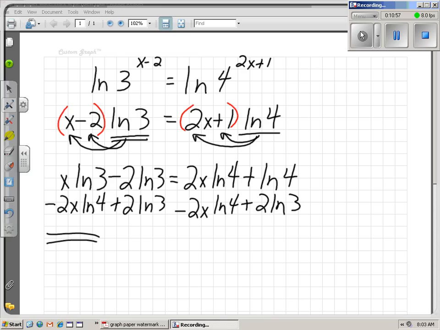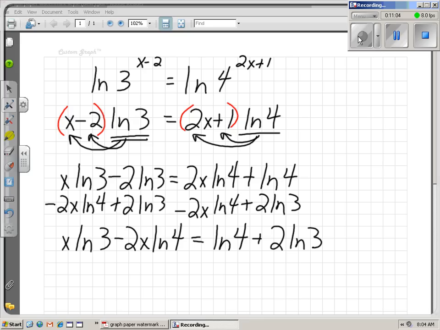We'll just do it all at once. We'll move the 2x natural log 4 and we'll move the 2 natural log 3 at the same time. And here's what we have. Now notice we have an x in common over here, so I'm just going to factor that out. So there I factored out the x.